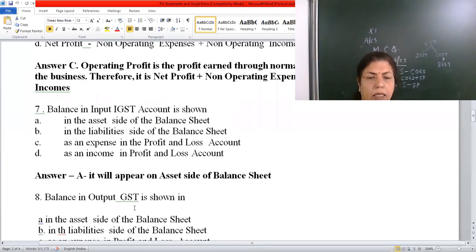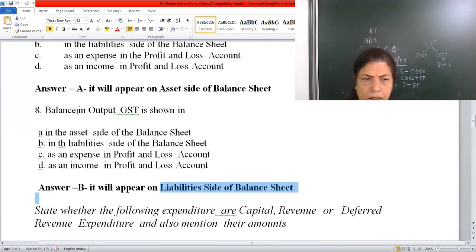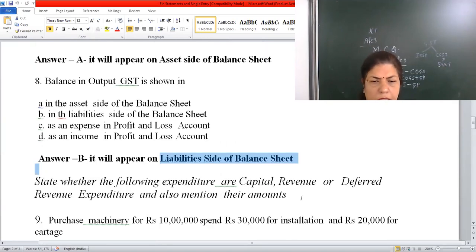See, IGST or GST, here you know the difference between IGST, CGST and SGST. In subsidiary books also I taught you this topic. Interstate Goods and Service Tax, Central Goods and Service Tax, State Goods and Service Tax. These are the different terms used according to the conditions. So input will be shown at the asset side of the balance sheet and balance in output IGST or GST is shown in the liability side of the balance sheet.